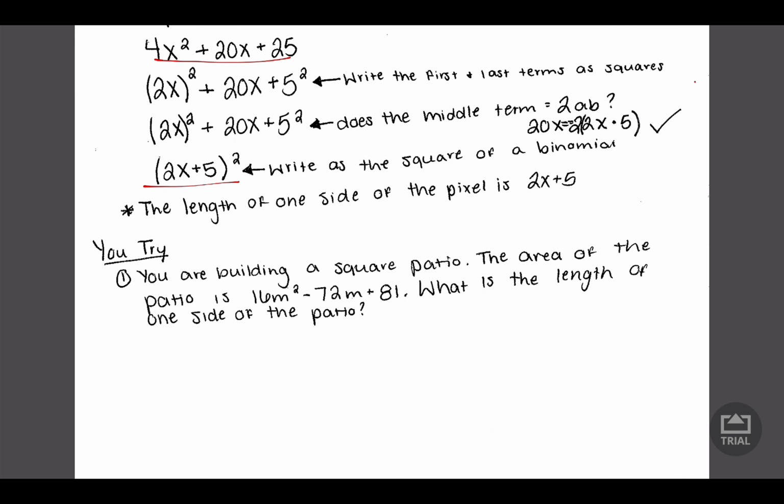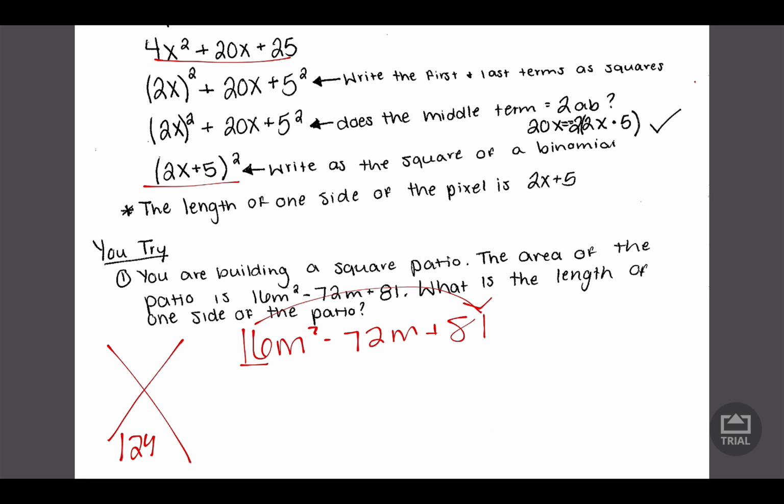Alright, so let's do one of our own. You're building a square patio. The area of the patio is 16m squared minus 72m plus 81. And remember, when there's a number out front, we have to multiply. Definitely going to have to use my calculator, because we're going to multiply these two, 16 times 81. So that'll go on the bottom, which is a big old number, 1296. And then negative 72 in the top.